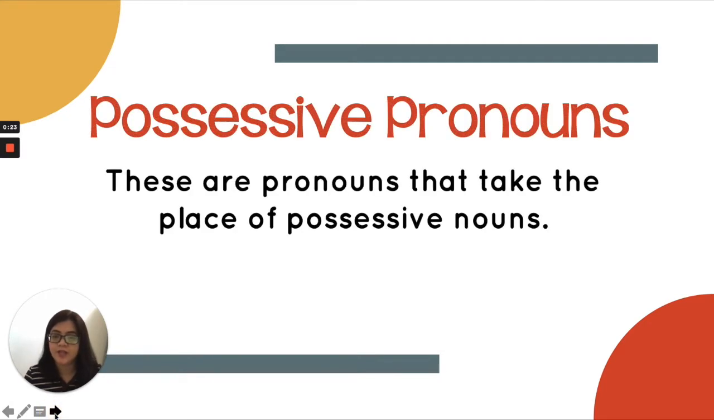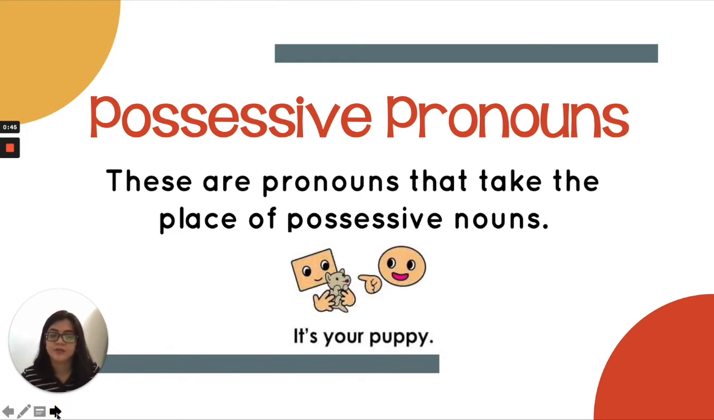So what are possessive pronouns? So basically, possessive pronouns are pronouns that take the place of possessive nouns. If you remember our lesson about possessive nouns, wherein we use the apostrophe and s when we refer to things or objects that a noun owns, then that's the possessive noun. Okay, so we say it's your puppy. So the possessive pronoun here is your.